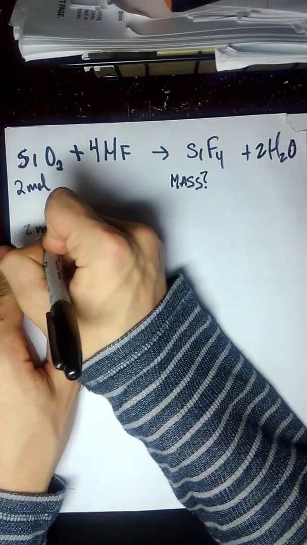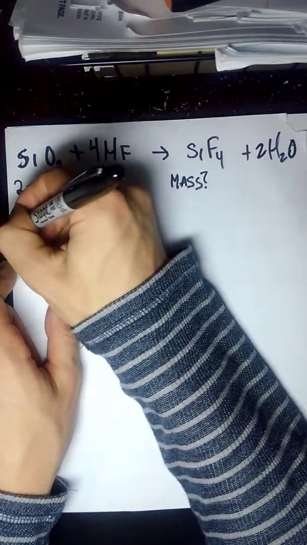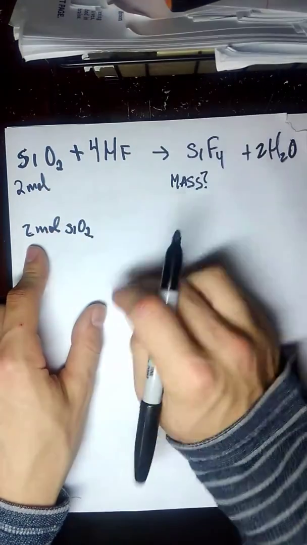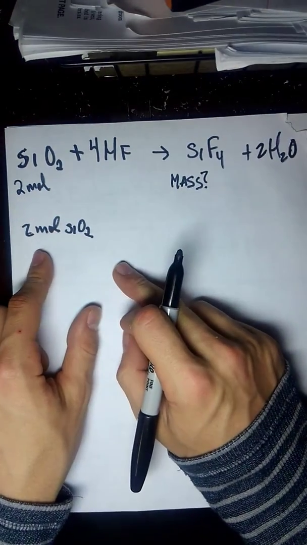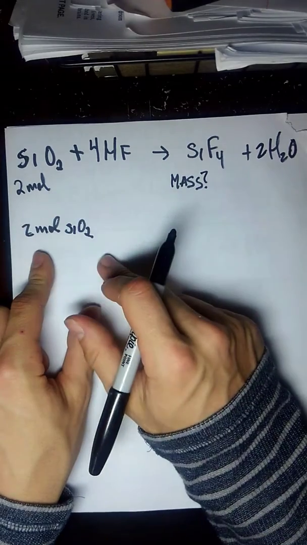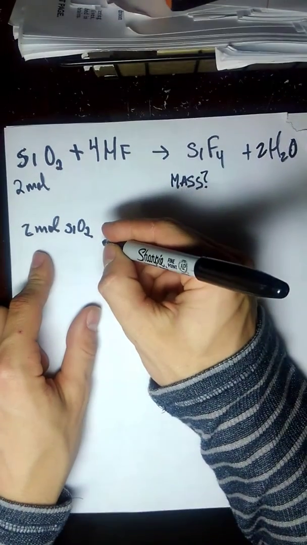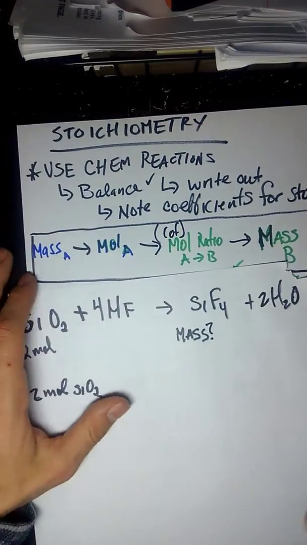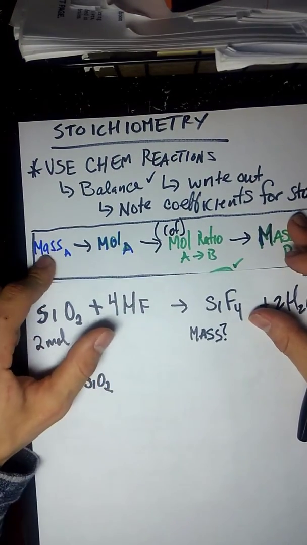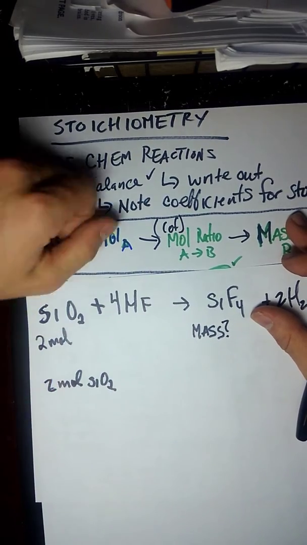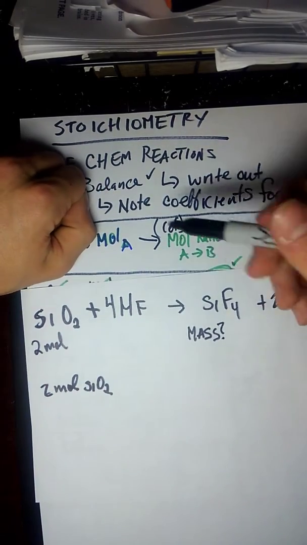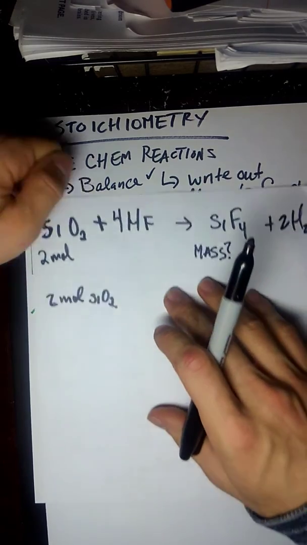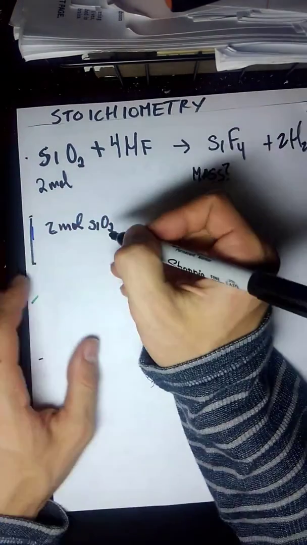So I have 2 moles of silicon dioxide. I like to write it out just like that, okay? 2 moles of silicon dioxide. Now what I want to do is I want to convert this to mass. So if I look at my flow chart that I made earlier, I'm already given moles, so guess what? I could get rid of mass. I don't need to worry about mass. So I'm literally given moles of A. I'm going to do my ratio, and I'm going to wind up with a mass in the end, okay? So I'm just skipping one step, okay?